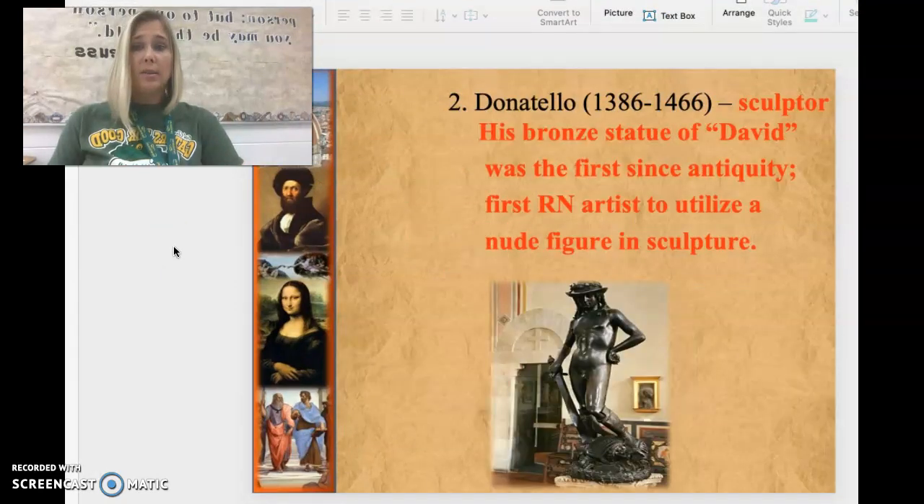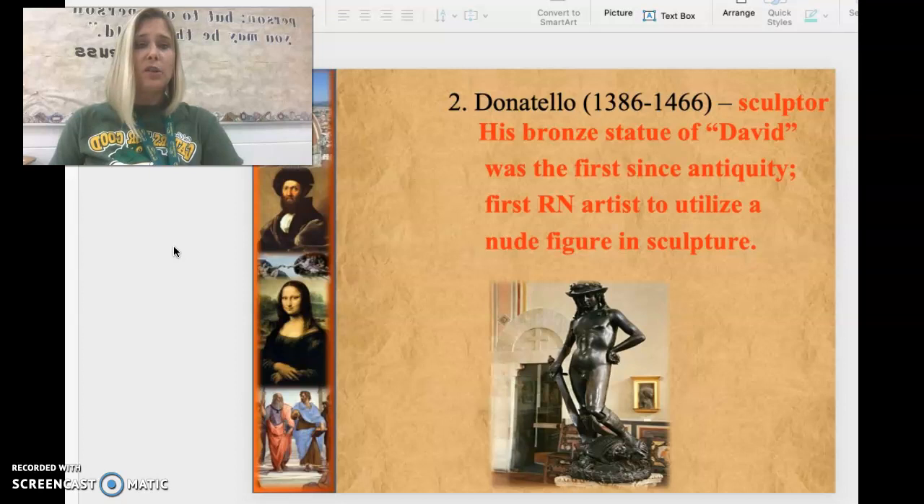Our next artist is not an architect. He is known for his sculpting. So we're going to talk about Donatello. Donatello was a great sculptor of the time of the Renaissance, and what brought so much attention to him was his bronze statue of the biblical character David.